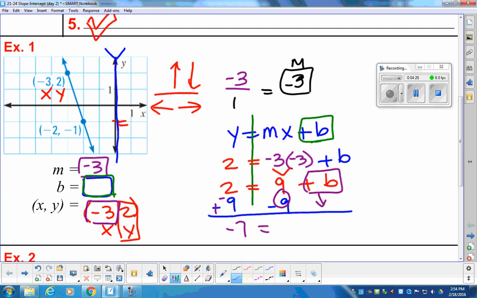If I haven't used it, I drag it down. The b value then is -7. So I just found the b value. I need the m, and I need the b to write the equation. So my equation would be y equals mx plus b.